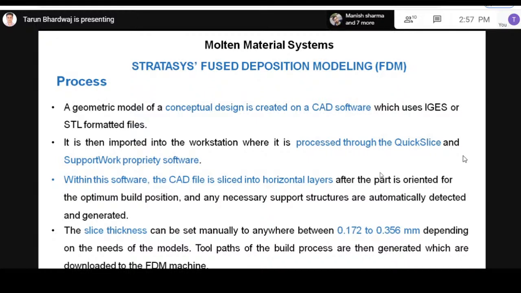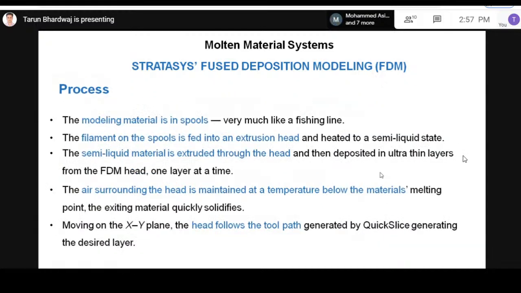We're talking about the process that is continuing, and the molding material is in spools, very much like a fishing line. The filament of a spool is fed into the external head and heated to a semi-liquid state, and sometimes to a liquid state also. The semi-liquid material is extruded through the head and then deposited in ultra thin layers from the FDM head, one layer at a time. It's just like what I have told for selective laser sintering. Yes, it is the same as selective laser sintering.